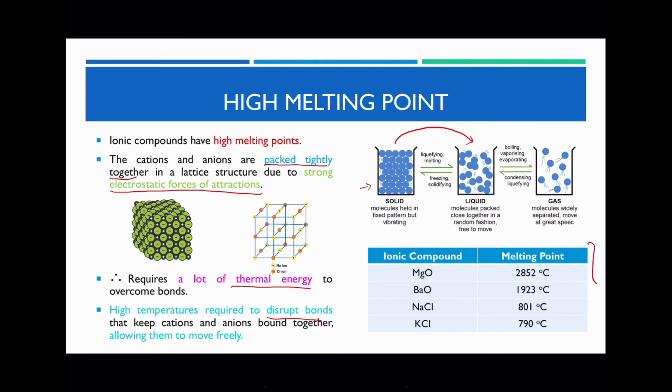In the table that I have over here, I've got the melting points of various ionic compounds. As we can see over here, they've got extremely high temperatures. For instance, NaCl, sodium chloride, this is table salt, and we can see that it requires 801 degrees Celsius in order to convert solid sodium chloride into its liquid form, which is quite ridiculous.